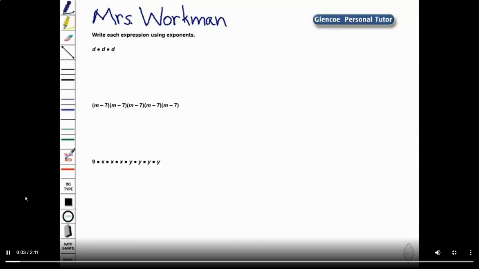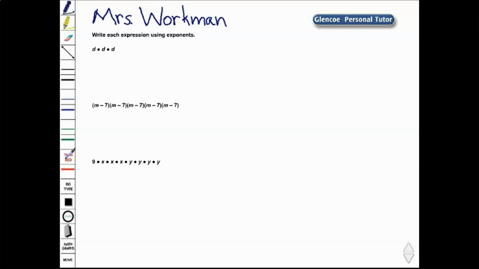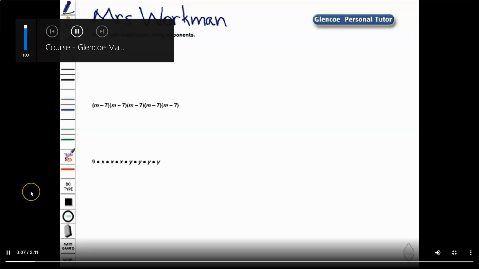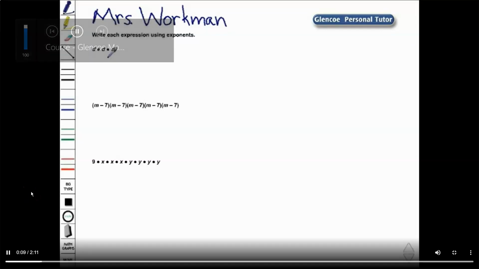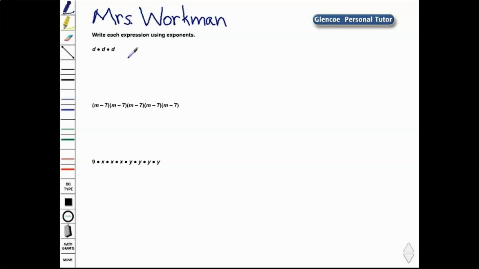This is Mrs. Workman. Write each expression using exponents. In the first example, D times D times D, we notice that D is the base and it's used as a factor 3 times. So we can write that with an exponent as D to the third power, also read D cubed.